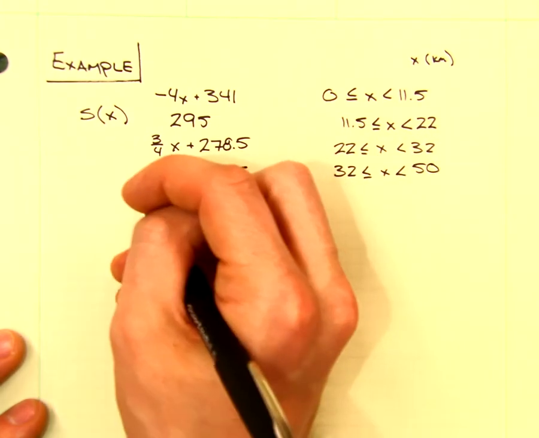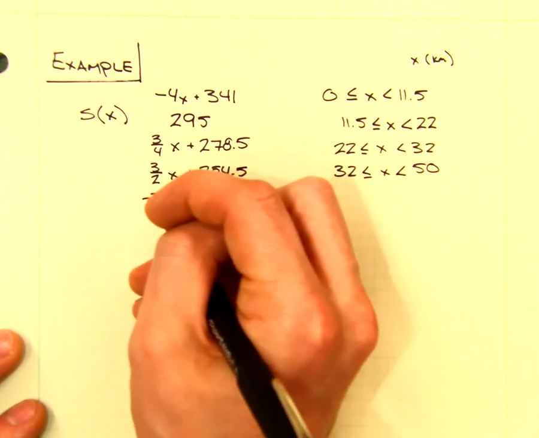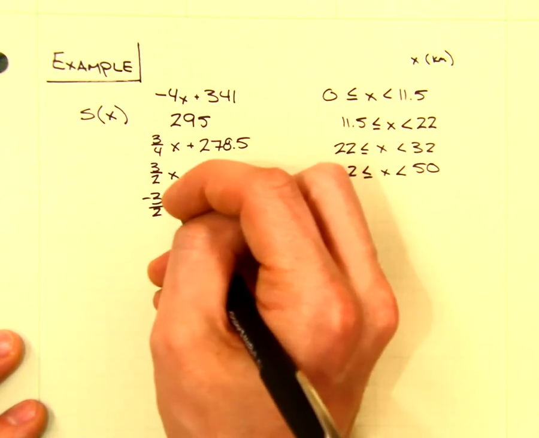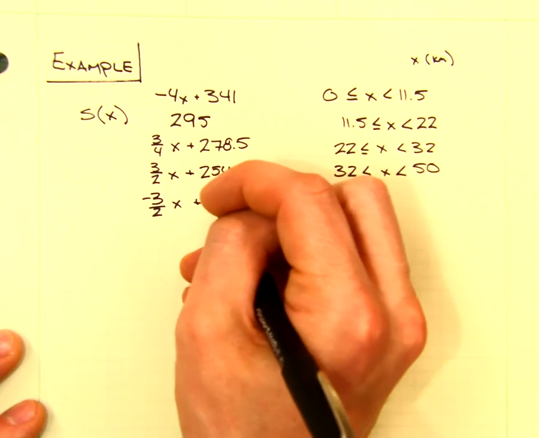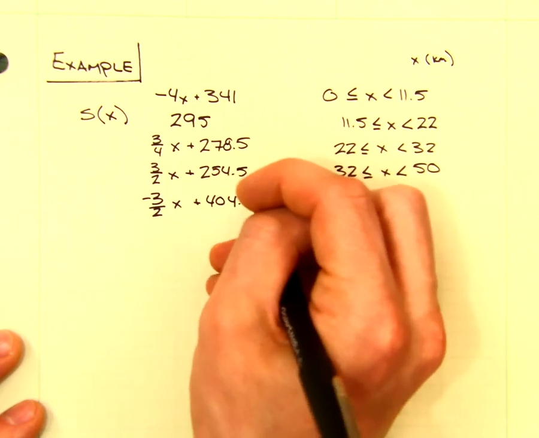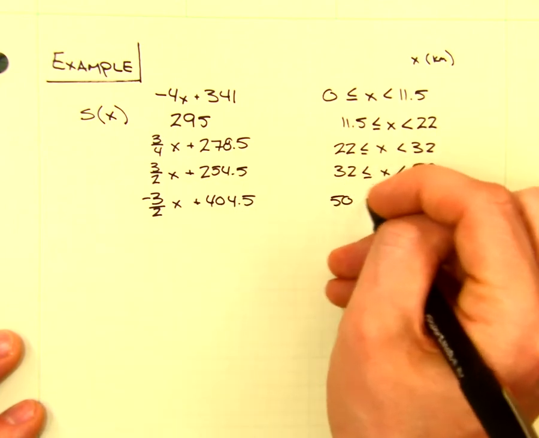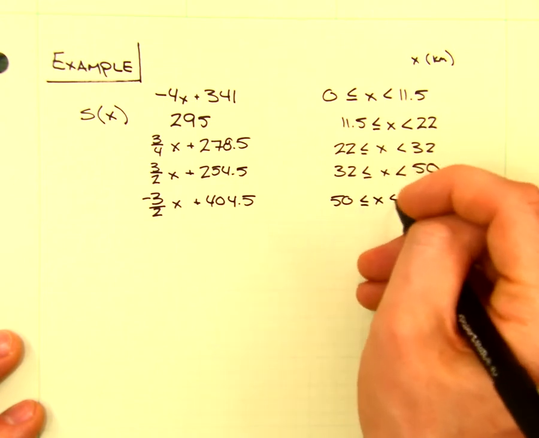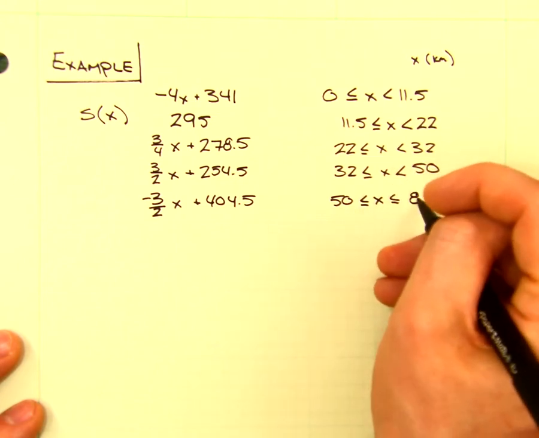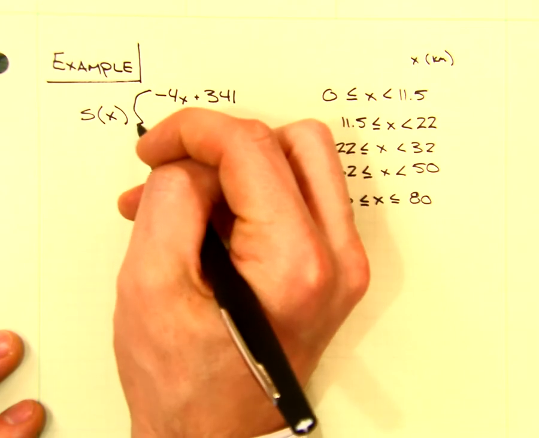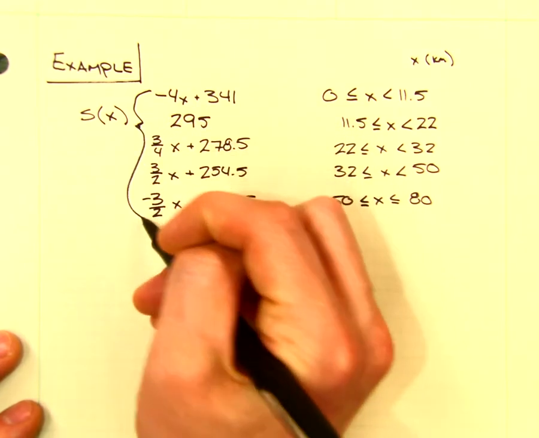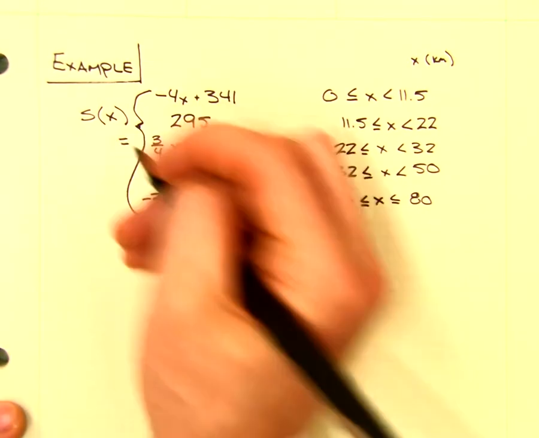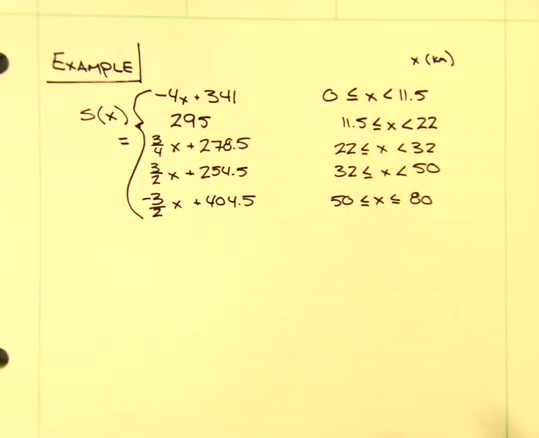So we're getting pretty high now. And then now we've actually got a negative linear function, so it goes down again. x plus 404.5, 50 kilometers to 80 kilometers. Okay, so we have this huge piecewise function. So s of x is going to be equal to this entire thing, all of these, based on the speed of sound.